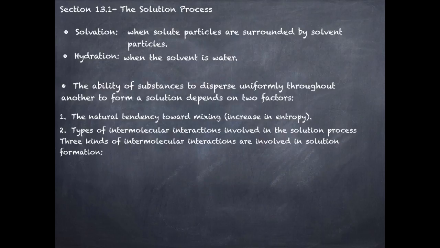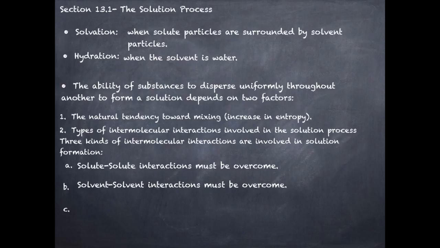The second factor that influences the ability of substances to create a solution is the types of intermolecular interactions that occur. And there are actually going to be three that we look at that affect the energetics of solvation. The first one is solute-solute interactions, and those must be overcome, meaning energy is required. So it's going to be endothermic. Then solvent-solvent interactions, which must be overcome, which again is going to be endothermic. And then finally, solute-solvent interactions must occur, and those are going to be formed, and so as a result, it will be exothermic. Heat will be released.